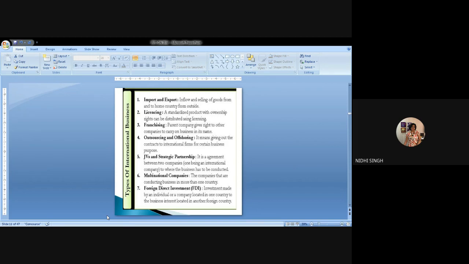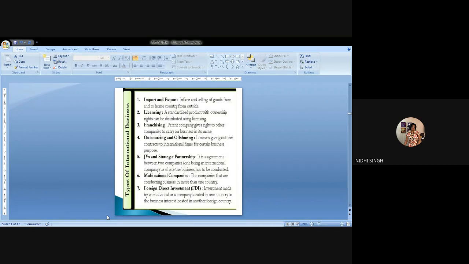But in a licensing agreement, it applies to trademarks. It only gives you a license to sell goods under their trademarks. They do not allow you to run the business on their name.